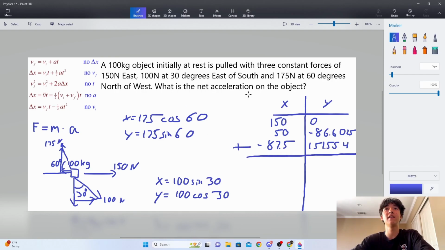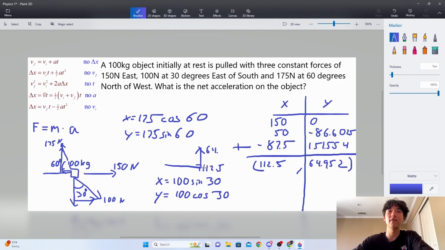Now what do we do? It's a net acceleration. Right now we're finding the net force. The net force is just adding these components up, which is going to be 112.5 newtons to the right and 64.952 newtons upwards. So this is basically like coordinates, right? Now, this is basically going 112.5 this way, and then it's going up 64.952. But the actual vector is the hypotenuse of these.